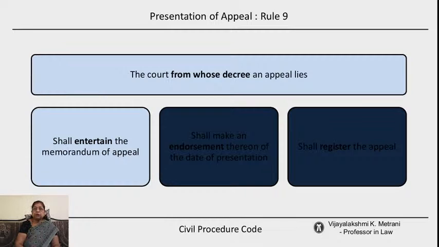Looking at that, the meaning which we find is that the filing of appeals should be in the court which passed the decree, but that doesn't happen. That is not the case. Practically, we file the memorandum of appeal in the court which is the appellate court. But why rule 9 states this is, this provision relating to filing of appeals is an enabling provision. It is not a mandatory provision.